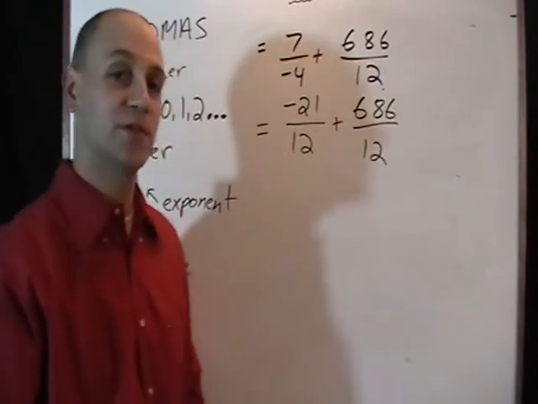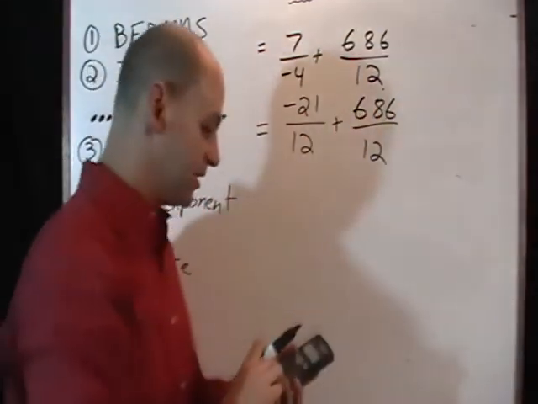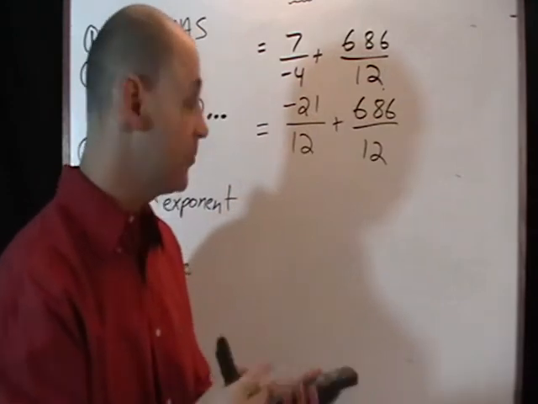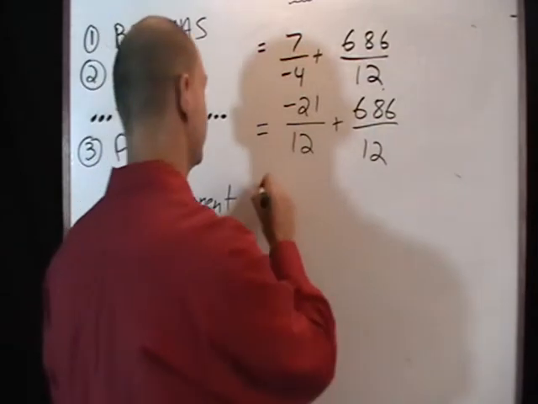And so now we have two fractions that have a common denominator. That means we can simply add up the numerators. So you just take out your calculator and type in negative 21 plus 686, and you get 665.